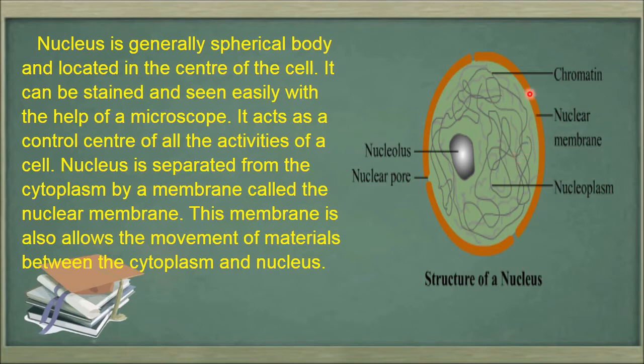So let's look at the structures of the nucleus. One is the nuclear membrane, which is the boundary of the nucleus, then nucleopore, nucleolus, which we'll be studying in just a few minutes, then chromatin, then the nucleoplasm. So these are the structures of the nucleus which we'll be studying one by one.